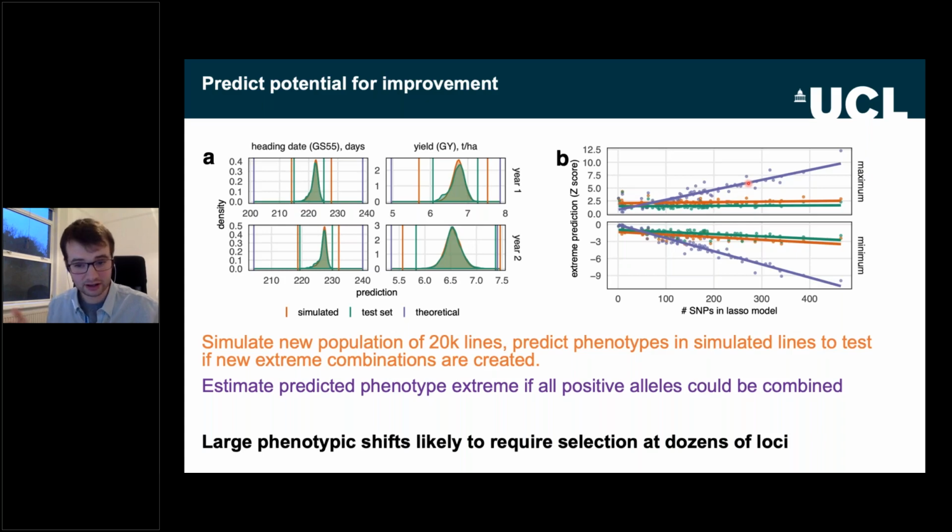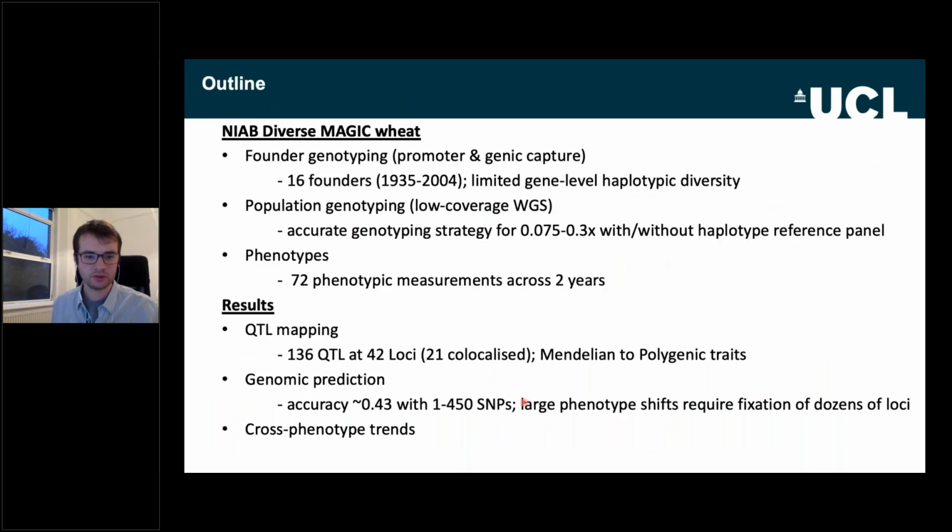Whereas the model is predicting large phenotypic shifts are theoretically possible, but these will require the selection of dozens of loci. So overall, I think these genomic prediction results are consistent with the idea that genetic gain is difficult to achieve, and it's taken many years, from this gene pool to fix and reshuffle various positive effect alleles. Okay, so I've added these results that we have the prediction accuracy, rough idea of the number of SNPs involved in the lasso prediction models. And the last thing I'll describe has to do with the relationship between different phenotypes.